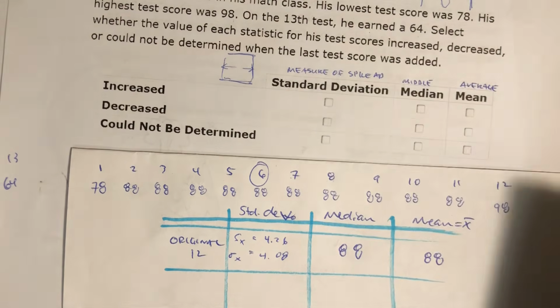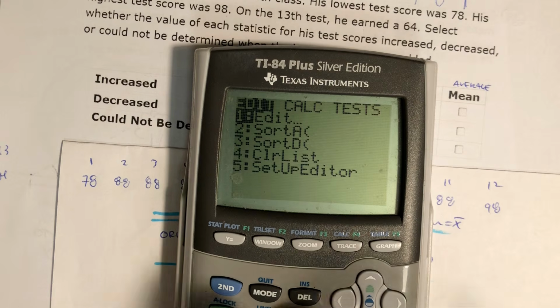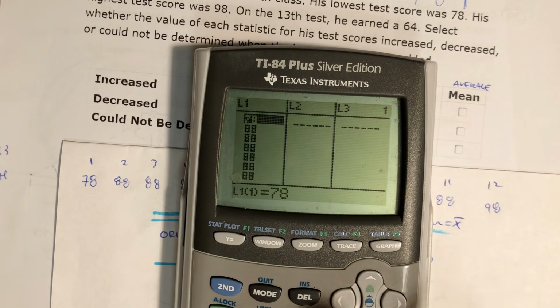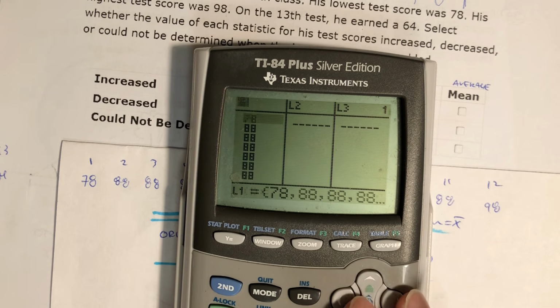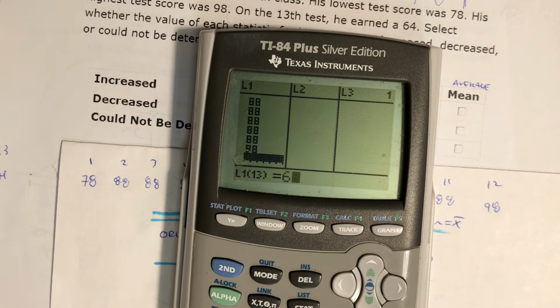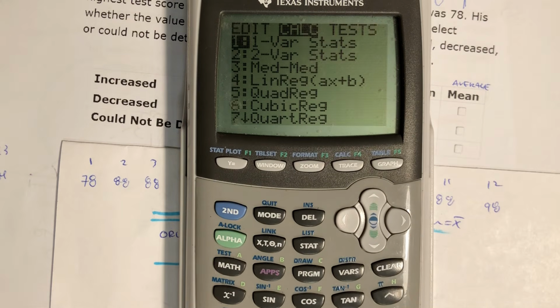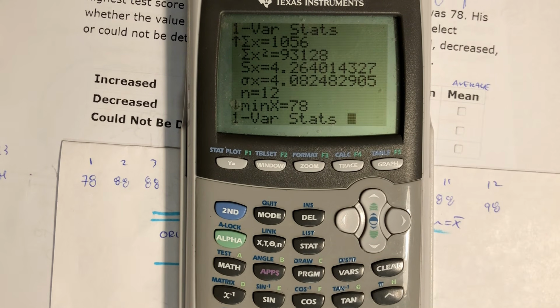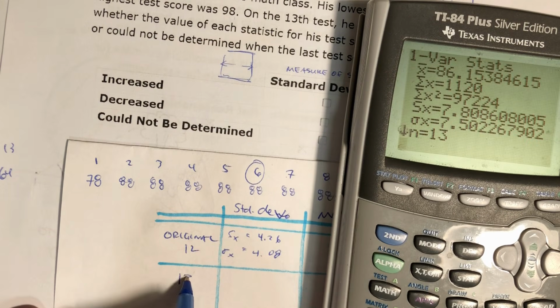Okay, so those are the original 12 numbers. And then you press Stat, and then Edit, press 1 or Enter. And then I'm just going to go to the bottom of my list and go down to the 13th test. This should be blank. And then you're just going to type in 64. You're going to press Stat right here. Calculate, so move over to one-var stats, press Enter or 1. Okay, you're going to do it again. And now these are the 13 numbers.